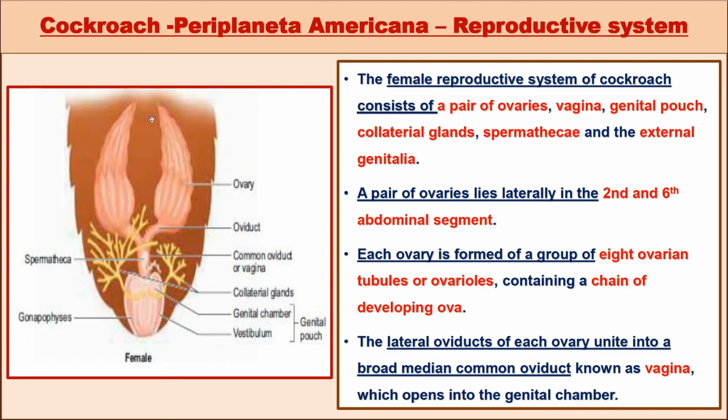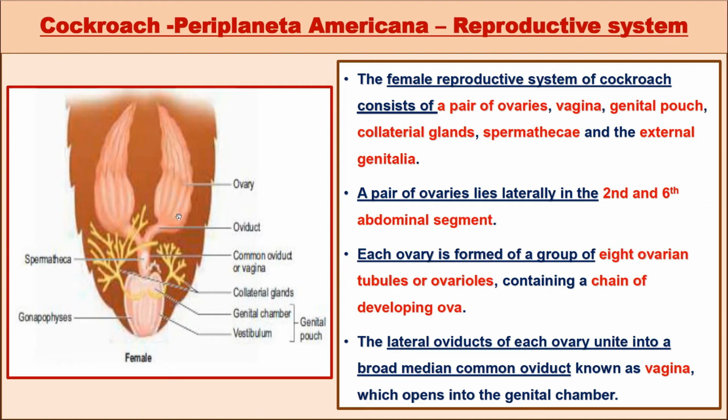Now, the female reproductive system of the cockroach. This consists of a pair of ovaries, vagina, genital pouch, collateral glands, spermatheca and external genitalia. A pair of ovaries lies on the lateral side of the organism in the abdomen from the second to sixth segment. And each ovary is formed of 8 ovarian tubules, which are called ovarioles. These ovarioles contain a chain of developing ova.